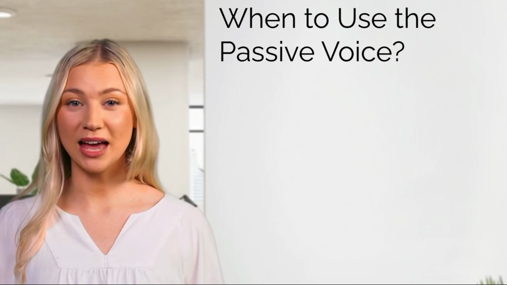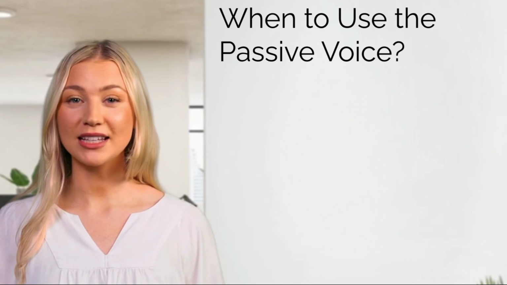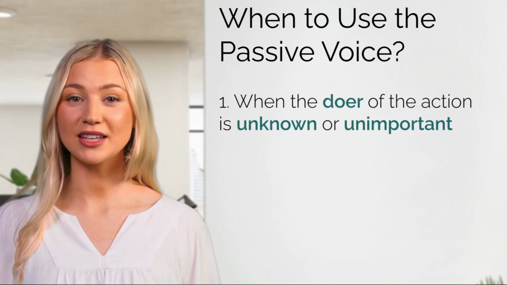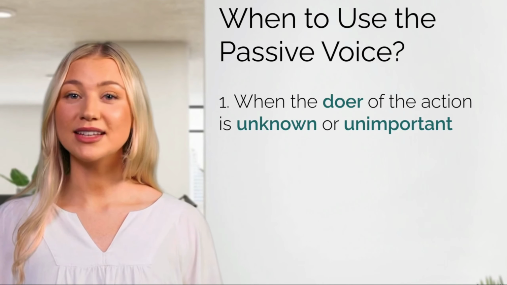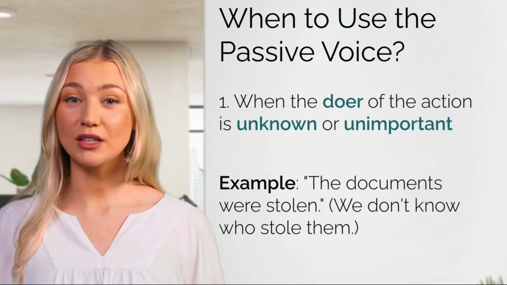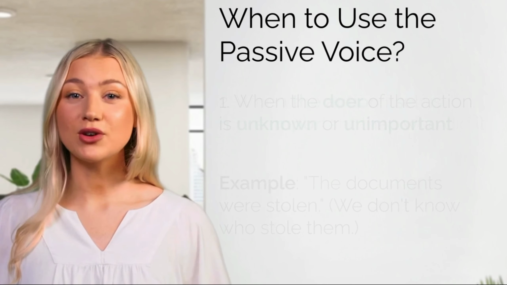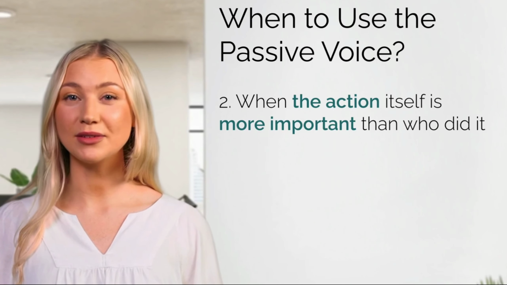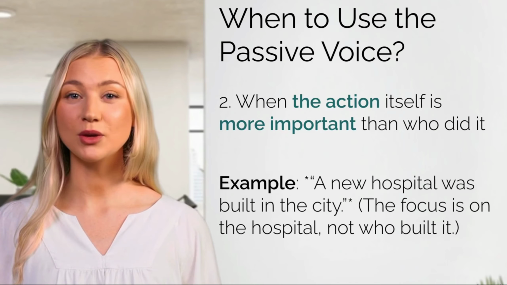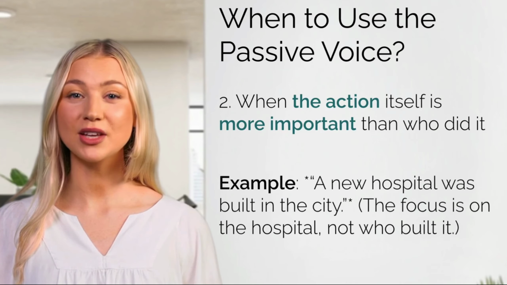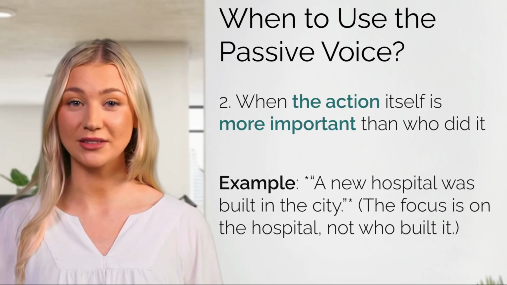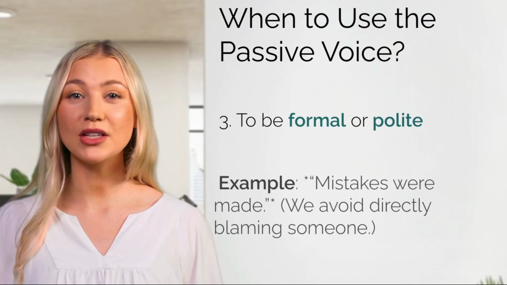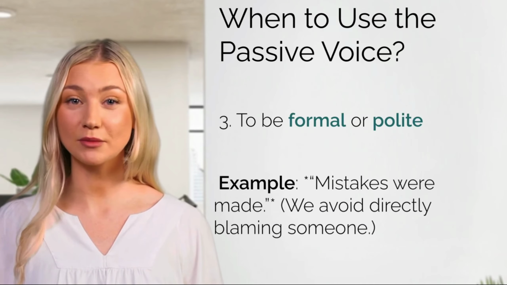So, when do we use the passive voice? There are a few key situations. 1. When the doer of the action is unknown or unimportant. Example, the documents were stolen, we don't know who stole them. 2. When the action itself is more important than who did it. Example, a new hospital was built in the city, the focus is on the hospital, not who built it. 3. To be formal or polite. Example, mistakes were made, we avoid directly blaming someone.